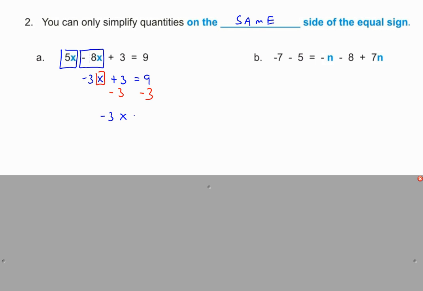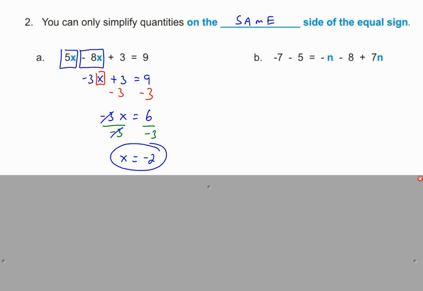We end up with negative 3x equals 6. And now to move that negative 3, we'll do our shortcut. We'll divide both sides by a negative 3. Negative 3's divide out. We've isolated our variable, and we get x equals negative 2. And just like always, as you have time at the end, you can go back and put that negative 2 in the original for the variable and see if indeed you get the same answer.